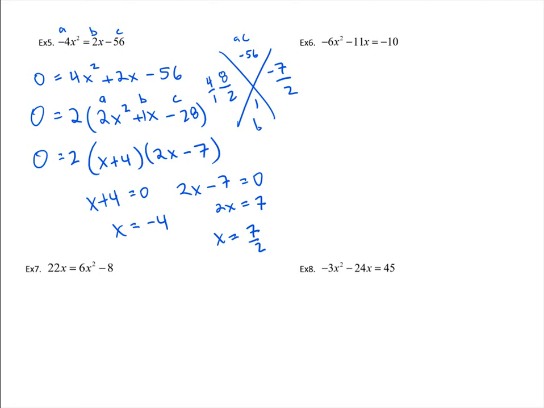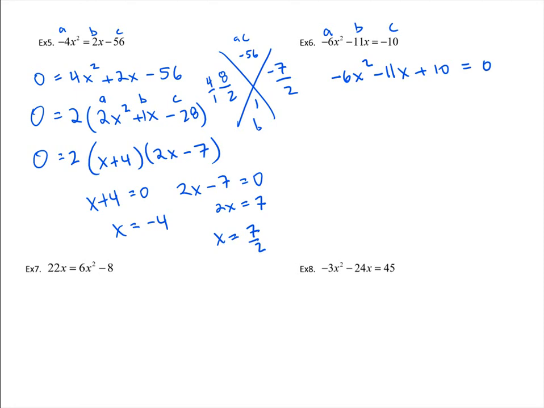All right. Example 6 here. So once again, I notice, well, I've got A here, this is B, and this is C. So I've got to make the problem equal 0. Okay? So let's say I add 10 to the other side. So I get negative 6x squared minus 11x plus 10 is equal to 0.